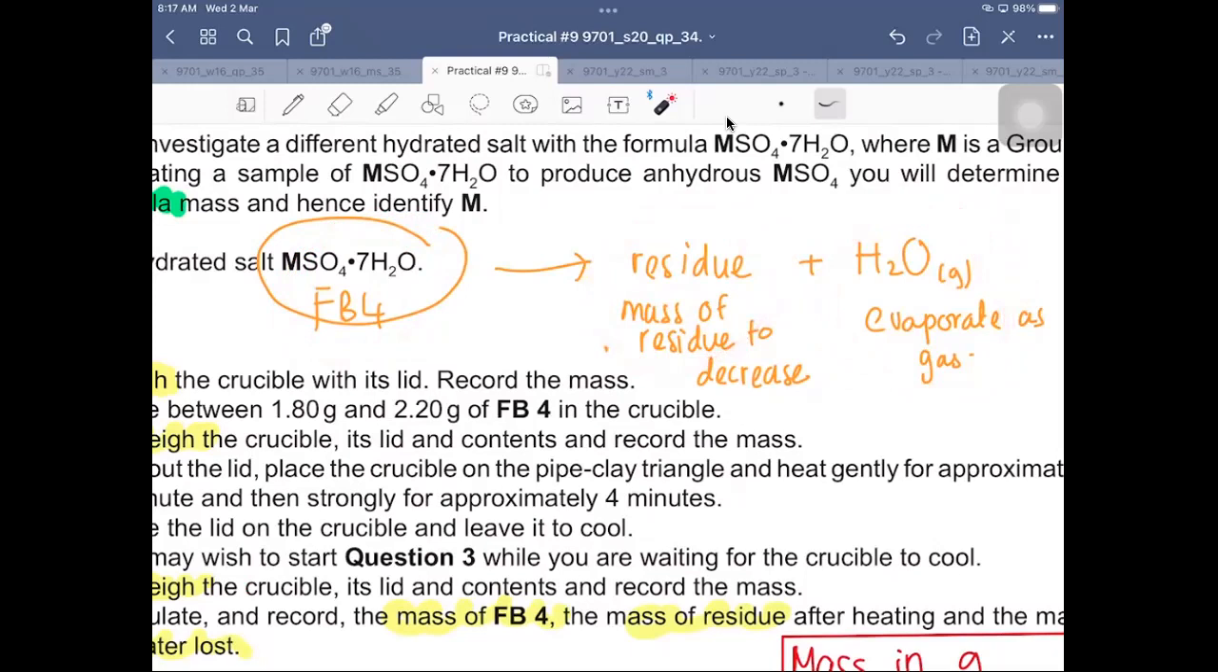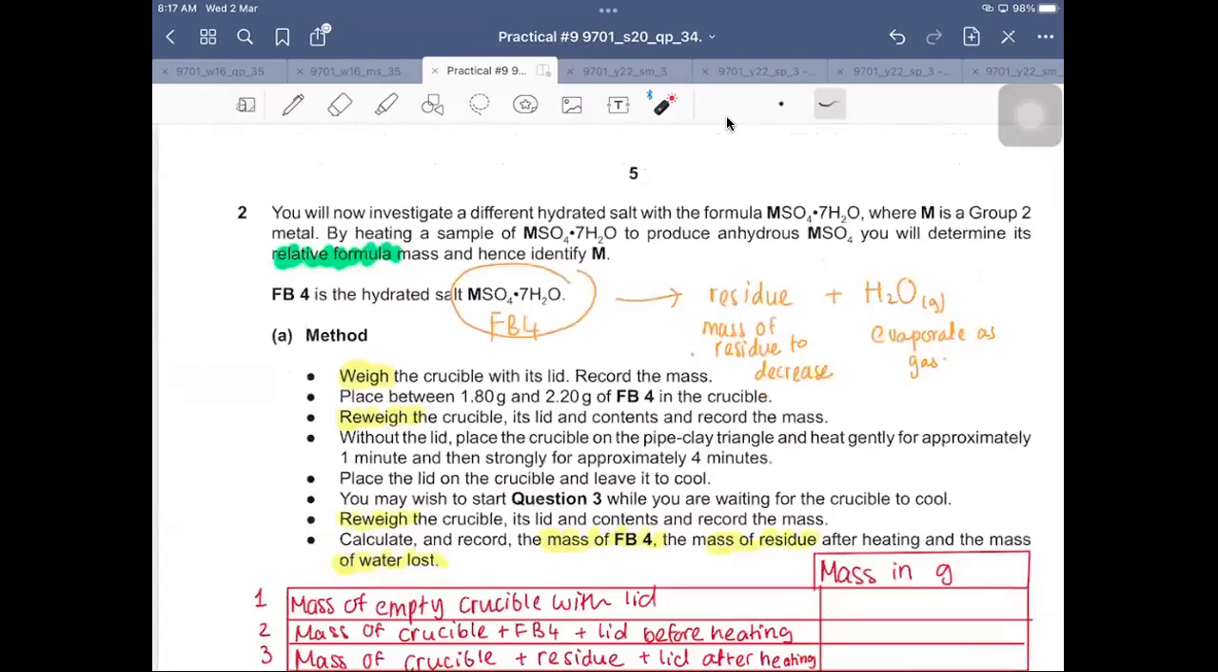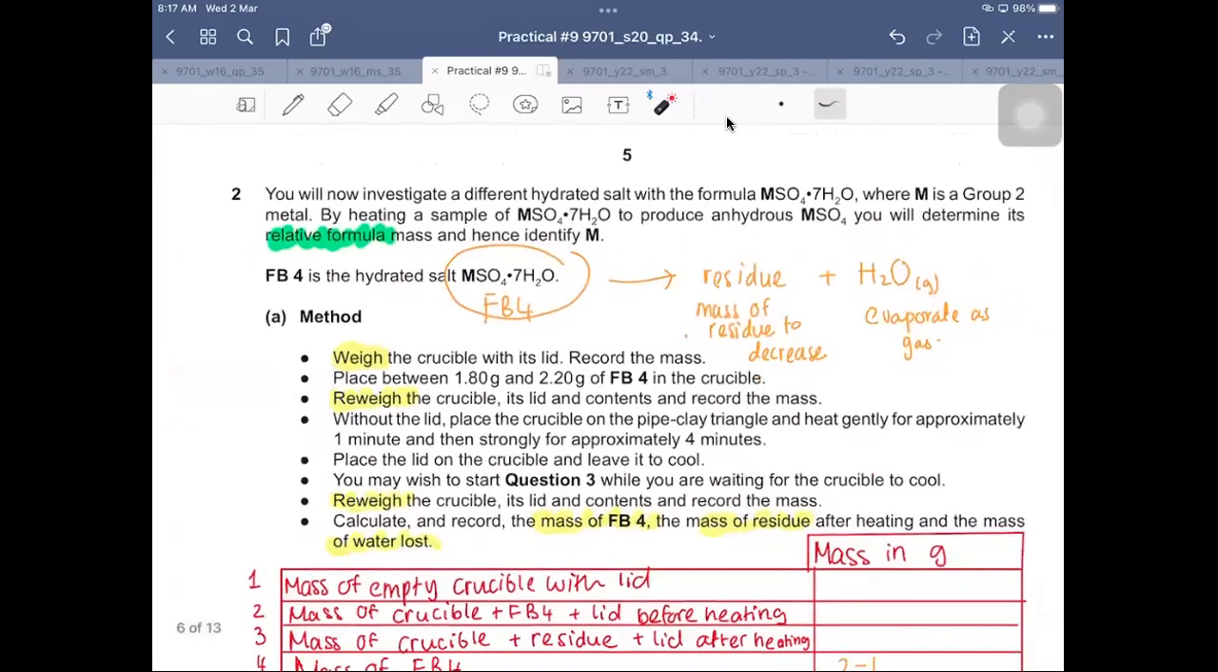I don't know how much gas has escaped. I don't know how much mass is of residue. Okay? So in this case, the reason why we put on the lid during cooling is not because we don't want the H2O to escape. Yes, we do want it to escape.